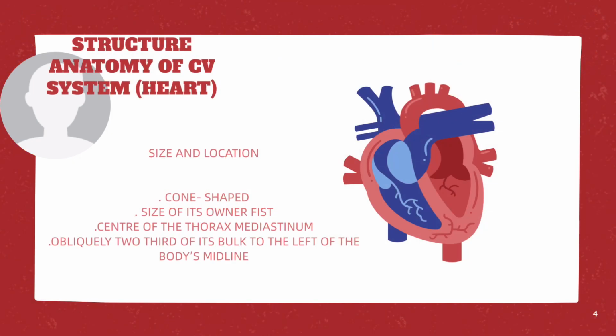Next is about structure and anatomy of the cardiovascular system. Size and location. The shape is a cone, the size of its owner's fist. It is in the center of the thorax, the mediastinum, and obliquely two-thirds of its bulk is to the left of the body's midline.